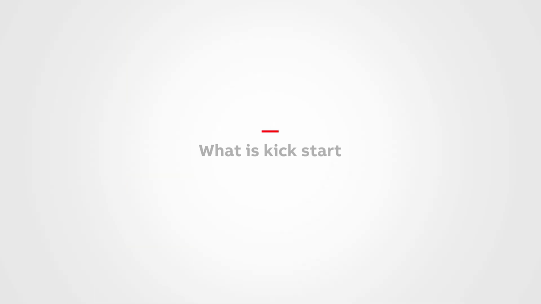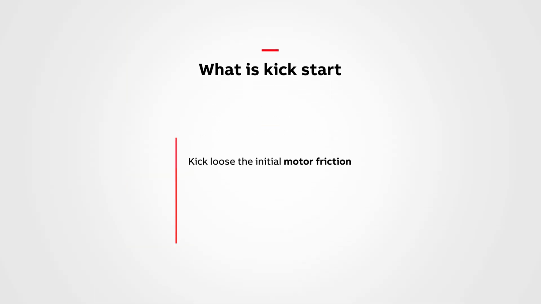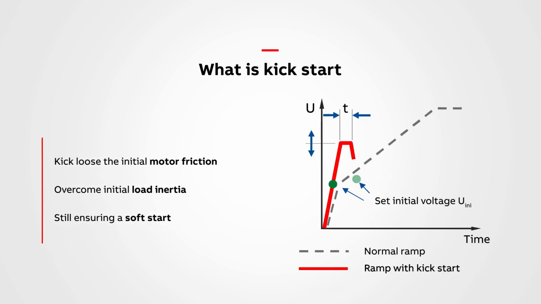The kickstart function helps loosen the motor's initial friction by applying a higher voltage level for a set time. This provides enough torque to get the motor moving while still ensuring a soft start. If the kickstart function is enabled on the soft starter, start ramp will follow automatically after the kickstart is performed.